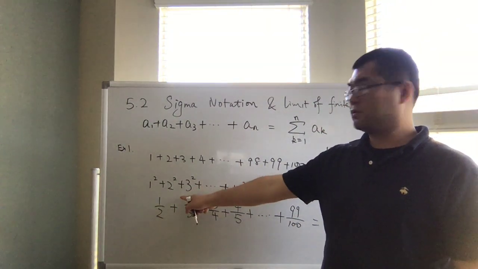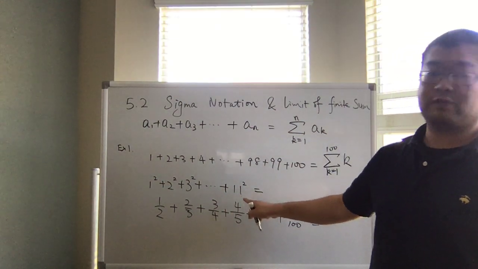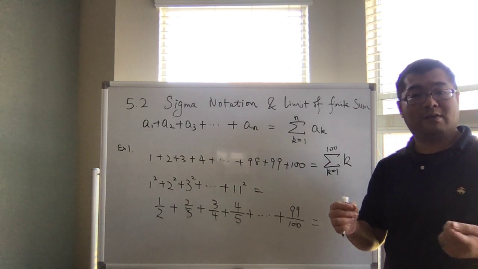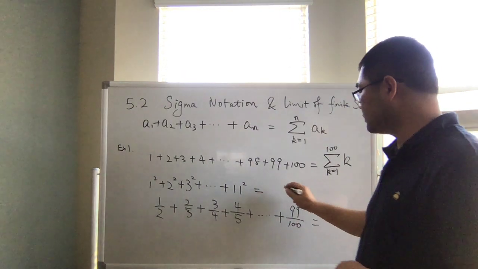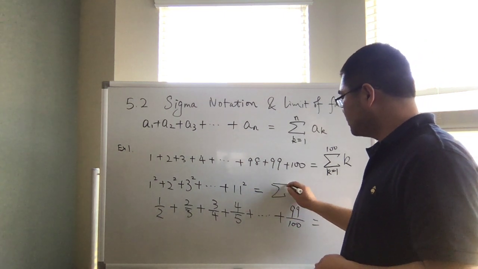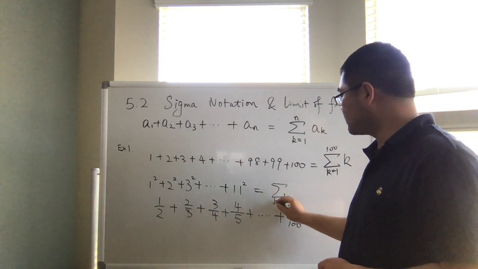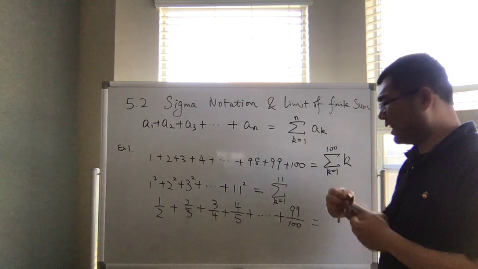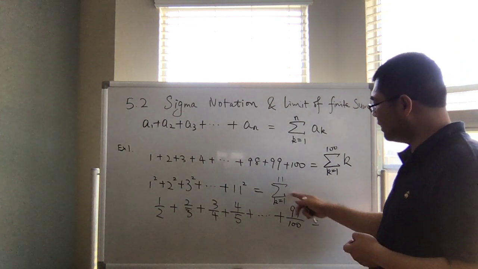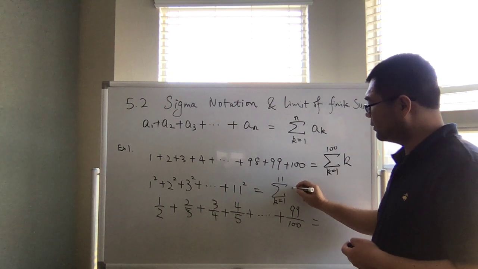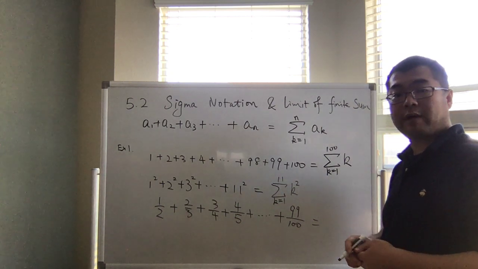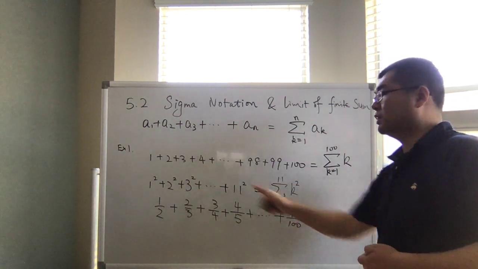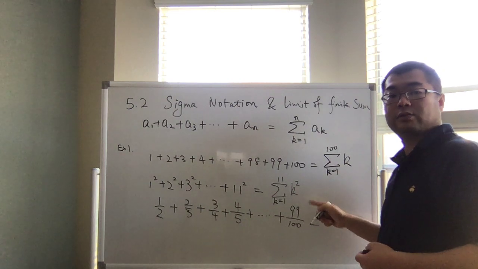1 squared plus 2 squared plus 3 squared up to 11 squared. As you can see, you have 11 terms added together. So this is what we can do. We can draw the summation sign, again k starting from 1 up to 11, because we have 11 terms added together. And then the corresponding kth term is going to be k squared, right? Because when k equals 1, 1 squared. When k equals 2, 2 squared. When k equals 3, 3 squared, up to 11 squared. So that's how we do this.